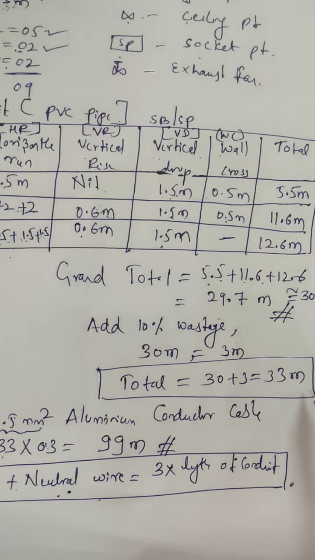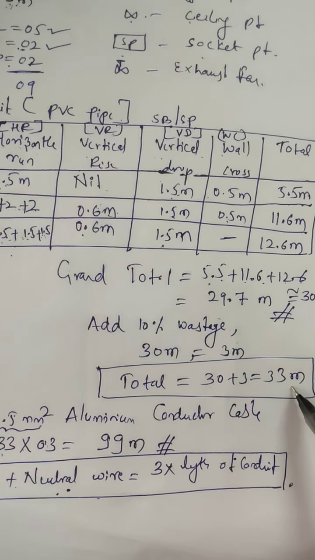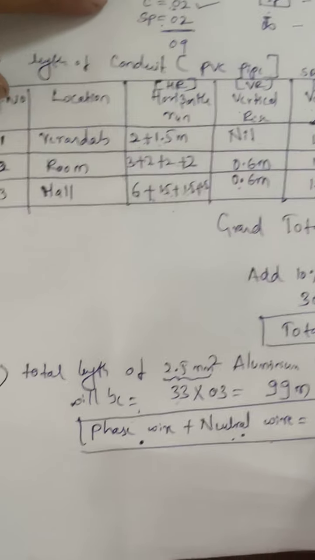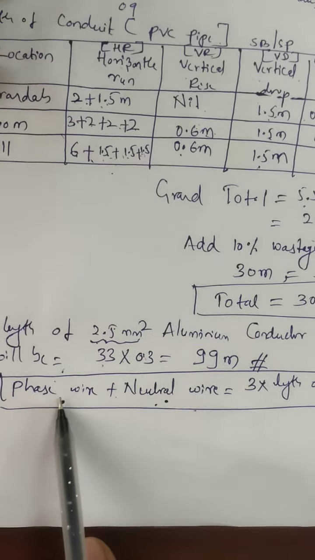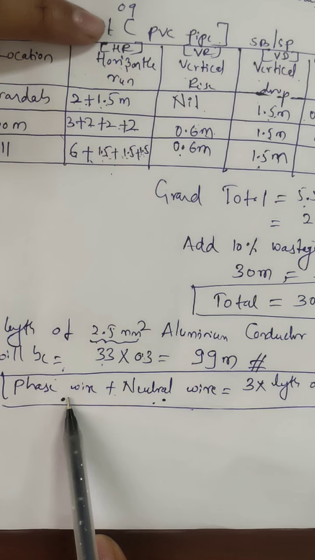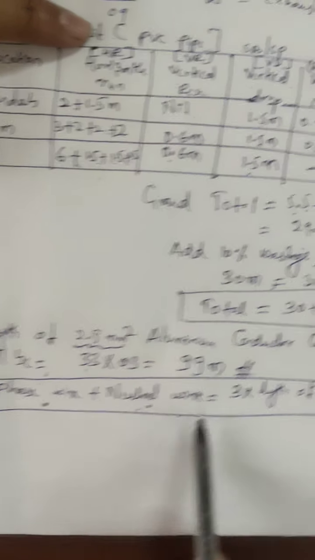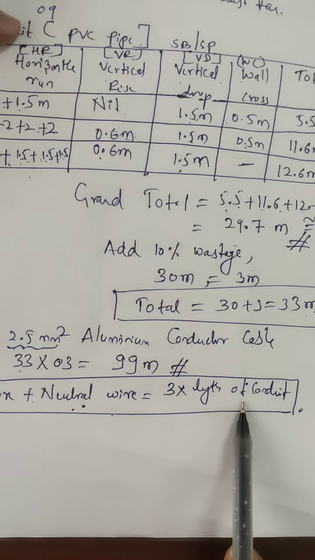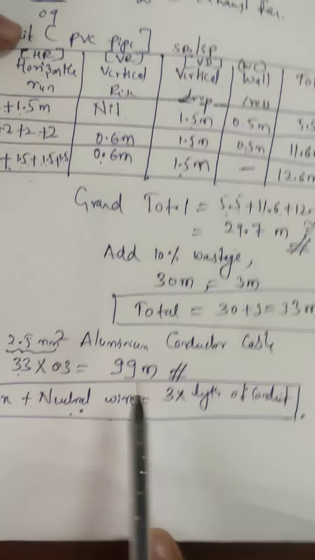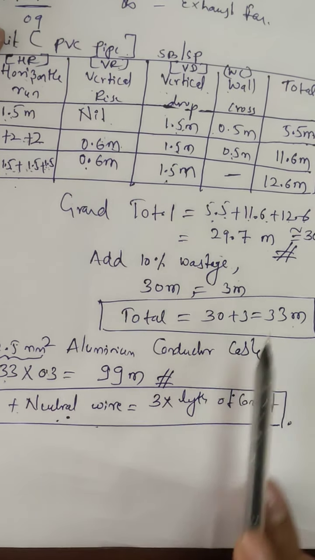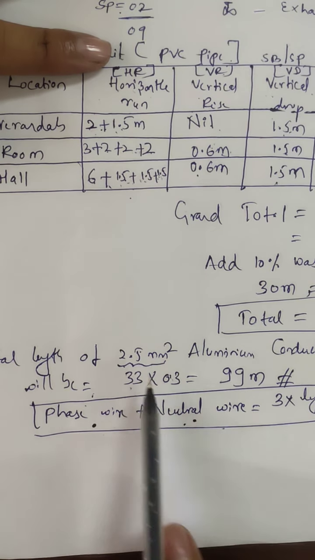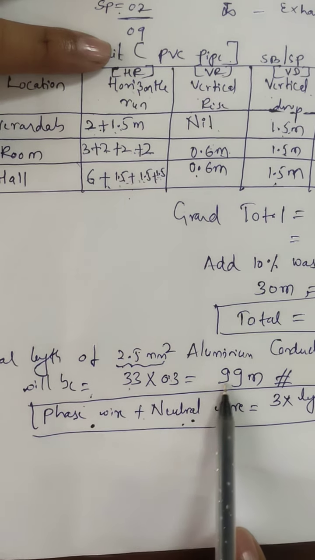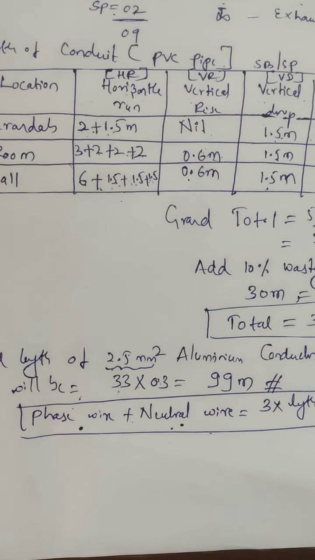Once you have the total length of pipe, then to calculate the total length of cable, it is very easy. Just take this formula: total length of phase wire plus total length of neutral wire is equal to 3 times the length of pipe or conduit. The pipe calculation we have already done, 33 meter. 33 into 3 you will get 99 meters. This is the total length of 2.5 mm square aluminum conductor cable. So this is the calculation of the lighting circuit. Similarly, you can do it for the heating circuit also.